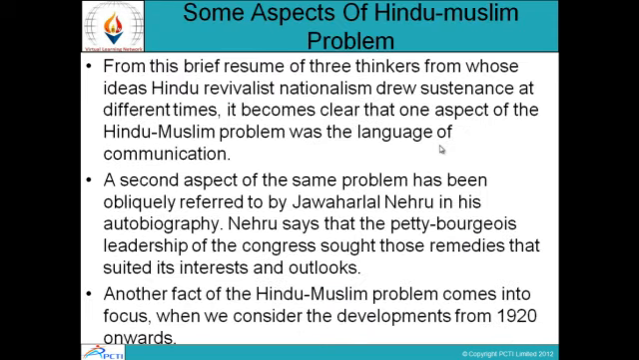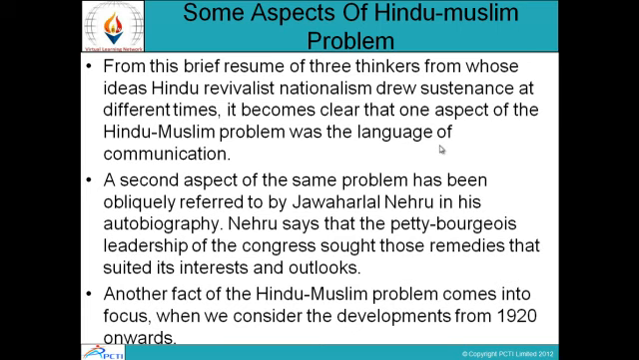Some aspects of Hindu-Muslim problems. From this brief resume of three thinkers from whose ideas Hindu revivalist nationalism drew sustenance at different times, it becomes clear that one aspect of the Hindu-Muslim problem was the language of communication. So there was lack of proper communication between these two communities, and that is why people were not able to evaluate the reality.